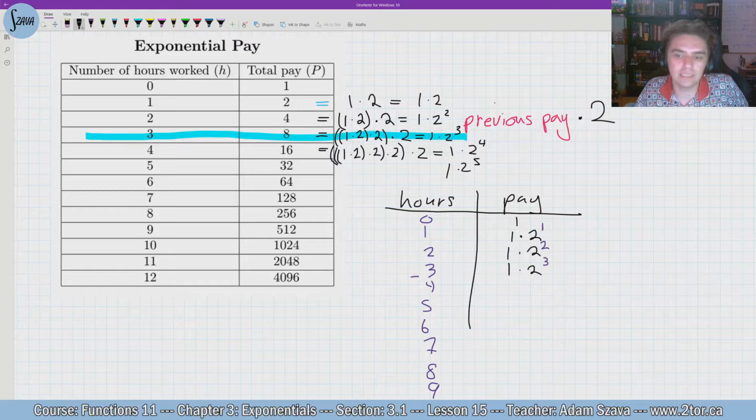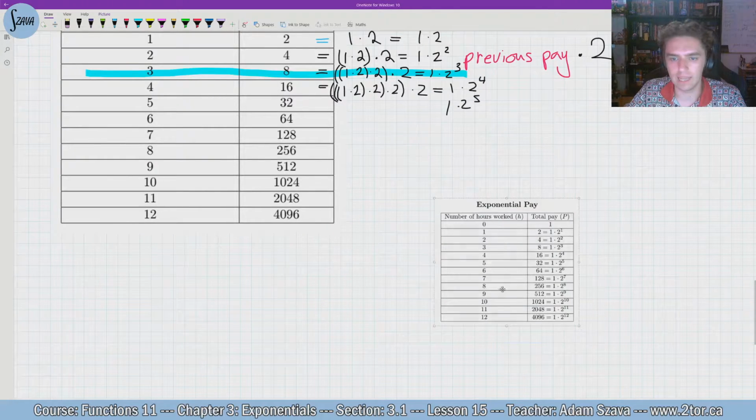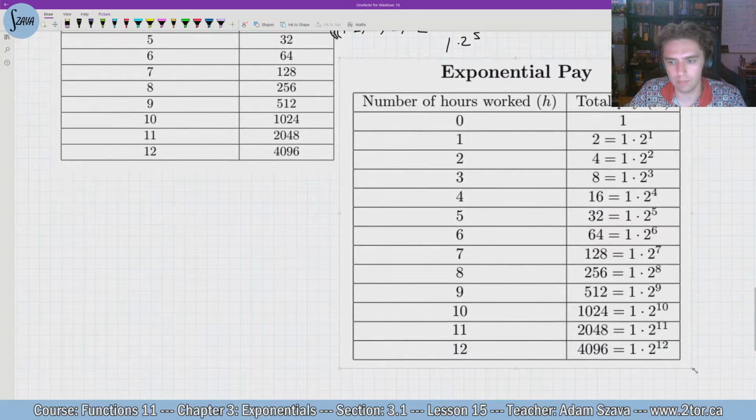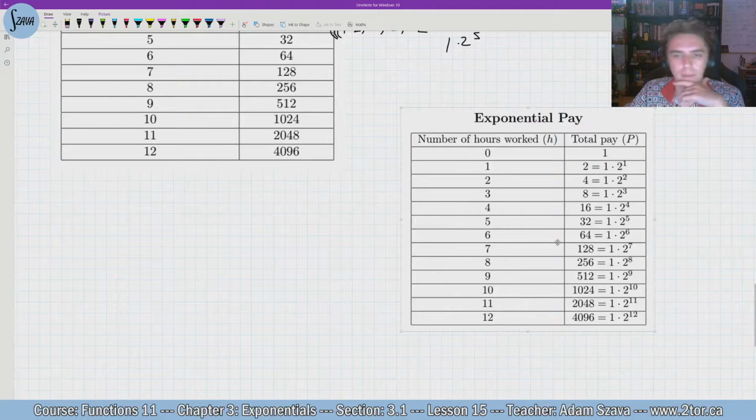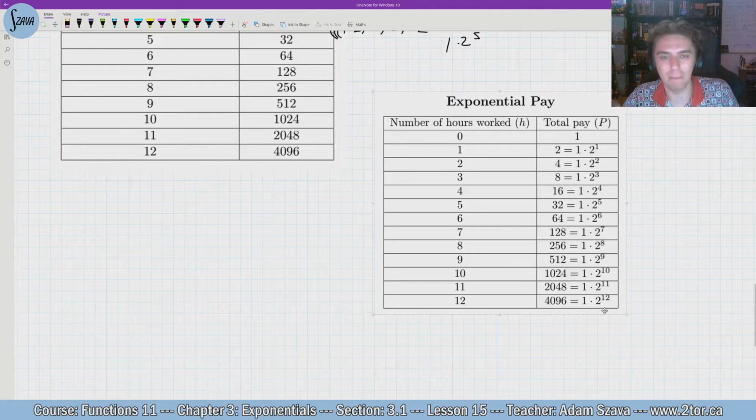And so hopefully you can see where this is coming from, right? I'm going to bring up another table here quickly. Okay, so our new table looks a little bit like this. The number of hours we work is still our independent variable, and our total pay is still here. You can see that for just walking in, we get $1, but then for all the other hours of work, we get the initial pay times some power of 2. And that power of 2 is the number of hours we worked. 5 and 5 in the exponent there.